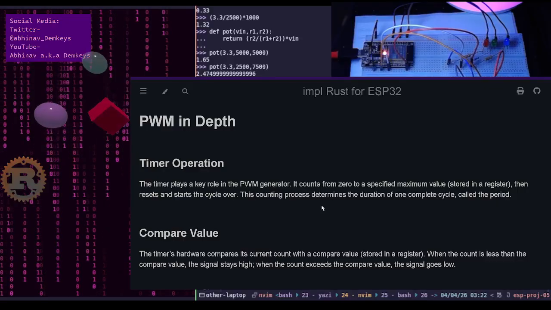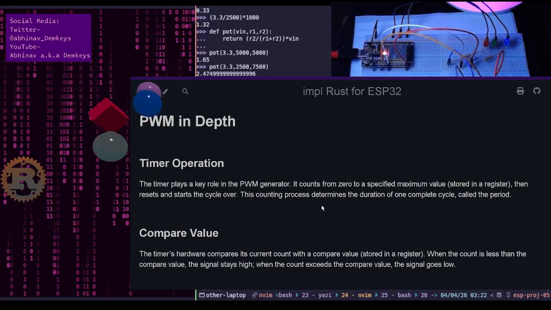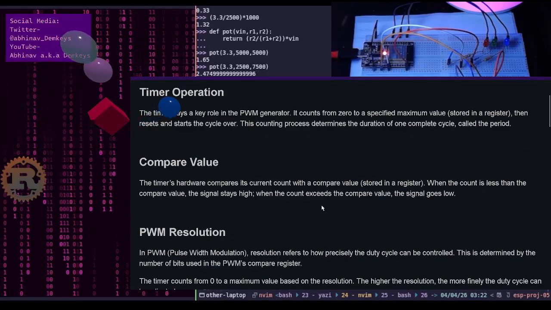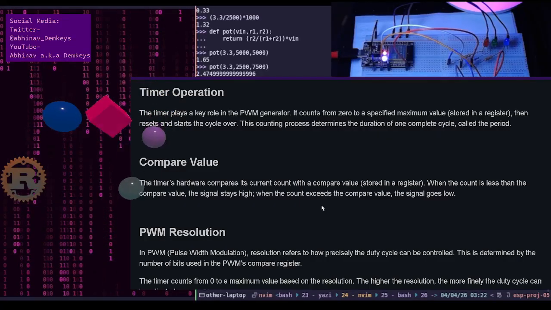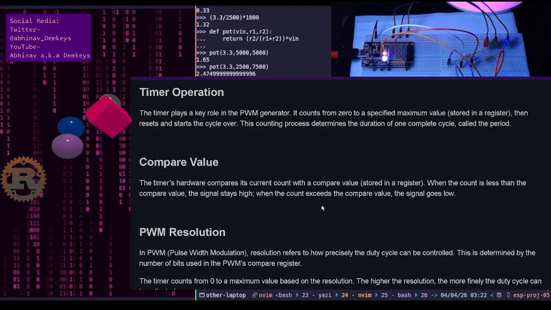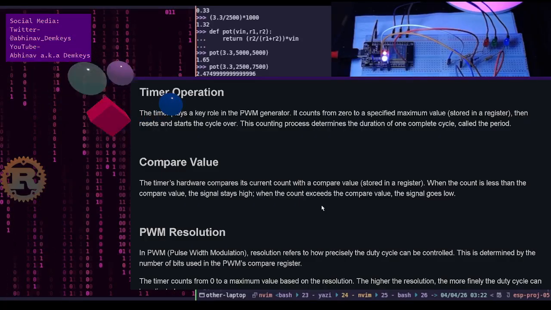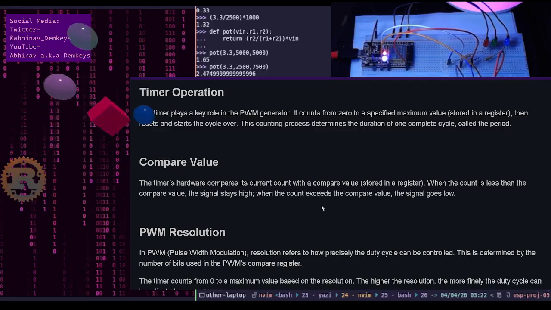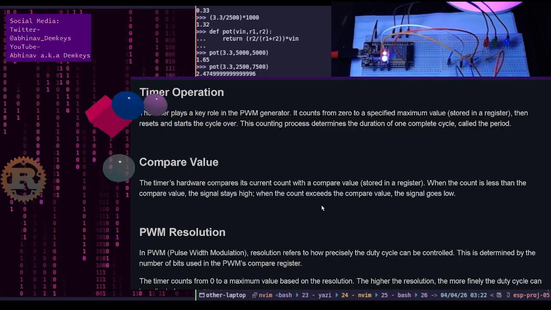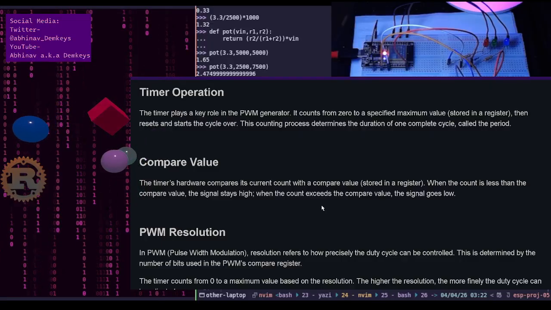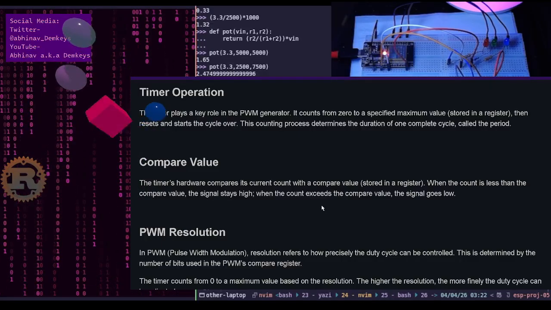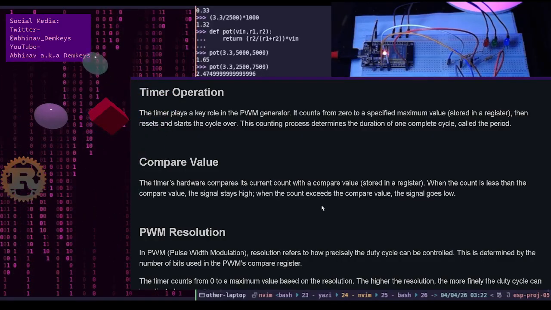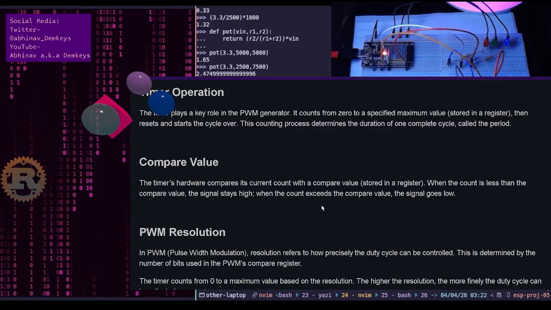Okay, so PWM in depth. Timer operation. The timer plays a key role in the PWM generator. It counts from 0 to a specified maximum value stored in a register, then resets and starts the cycle over. This counting process determines the duration of one complete cycle called the period. Okay, all right, good to know.